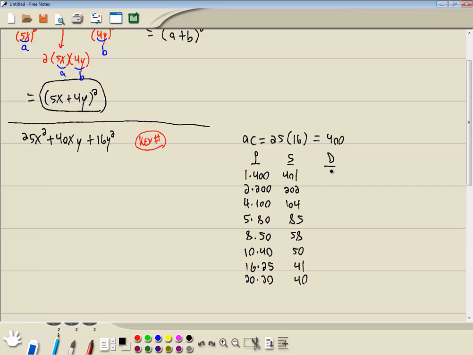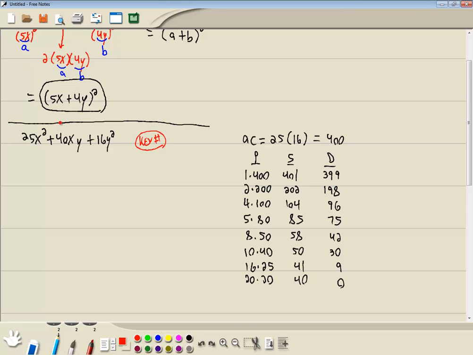Difference column, subtract smaller from larger. 400 minus 1 is 399. 200 minus 2 is 198. 100 minus 4 is 96. 80 minus 5 is 75. 50 minus 8 is 42. 40 minus 10 is 30. 25 minus 16 is 9. 20 minus 20 is 0.